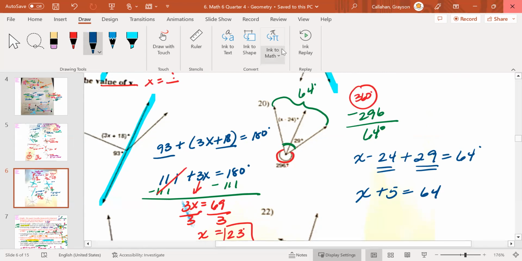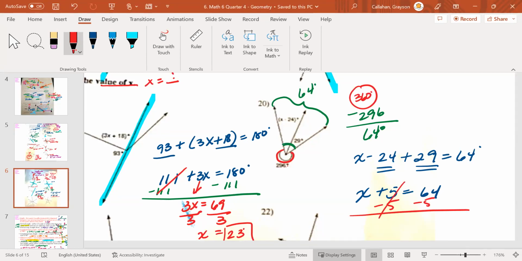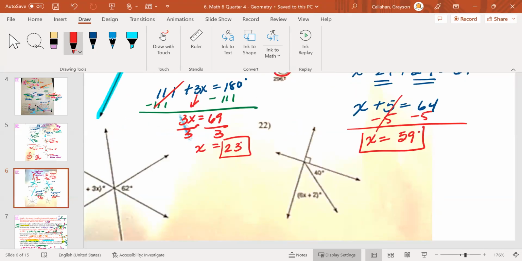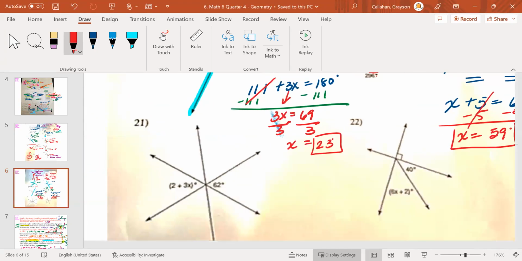Hold on, I think I need to check number 20 to make sure that's actually a plus or a minus. Okay, so we subtract the 5 on both sides. That part cancels. X is then equal to 59 degrees. So x equals 59 is your answer for number 20.